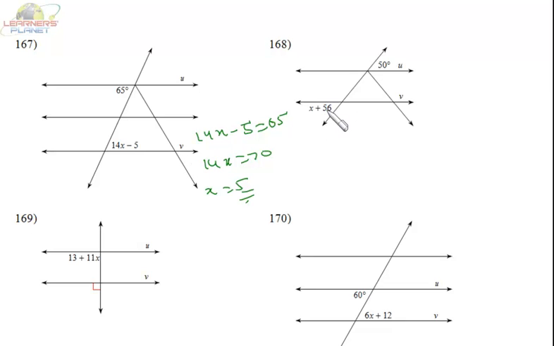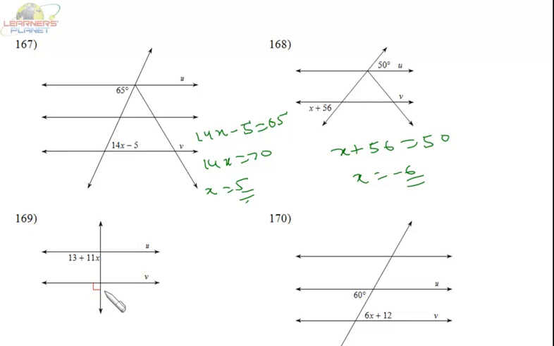Similarly, in this case, x plus 56 and this 50 degree, both of them are alternate exterior angles. So if they are same, the lines will be parallel. So x plus 56 is 50. So x is equal to minus 6. Clear? In this case, this angle and this angle, both of them are corresponding angles, and if they are same, the lines will be parallel.